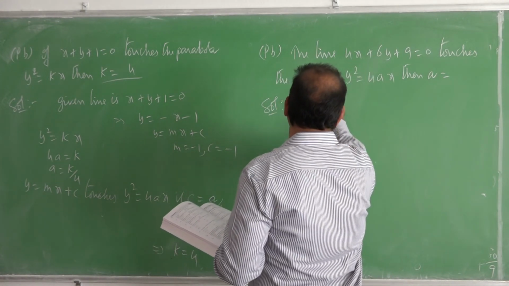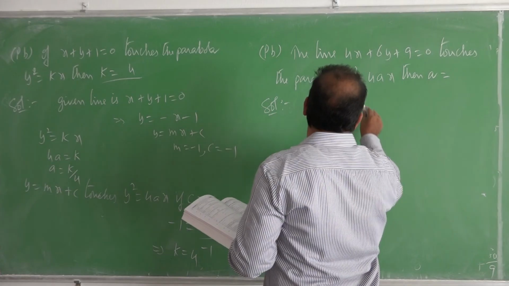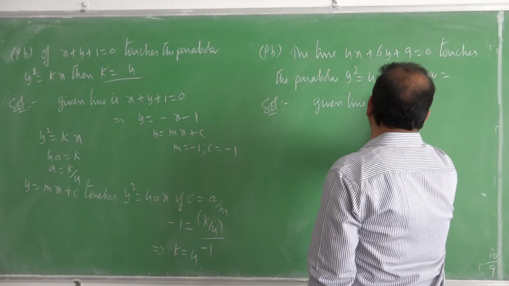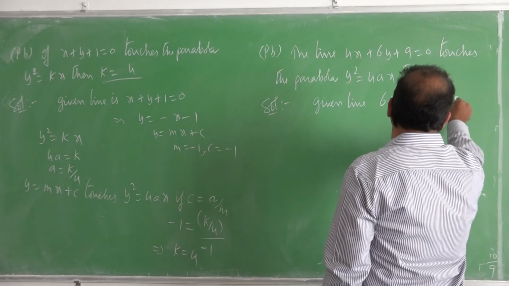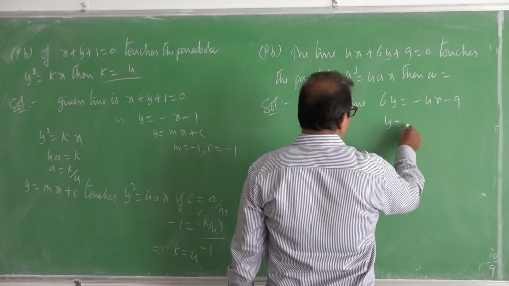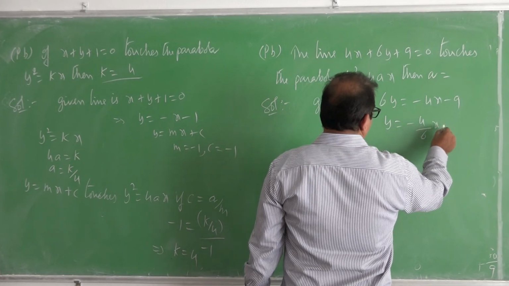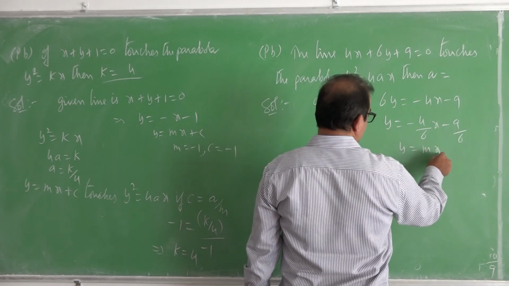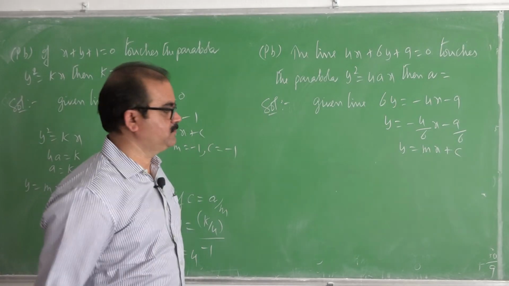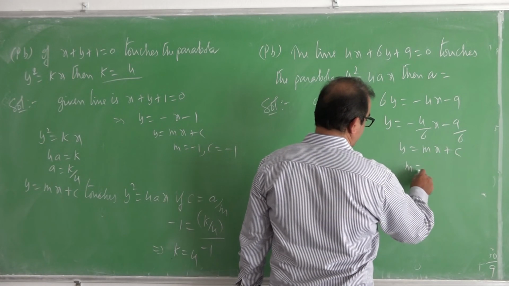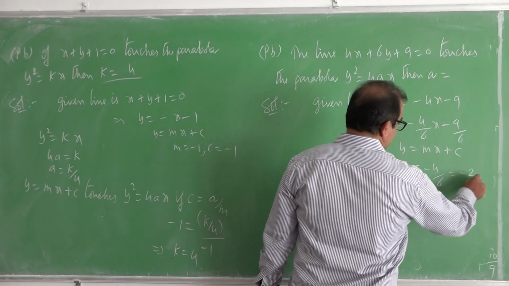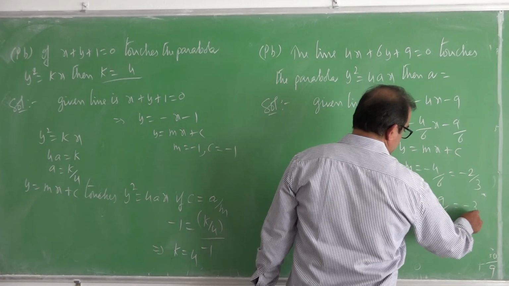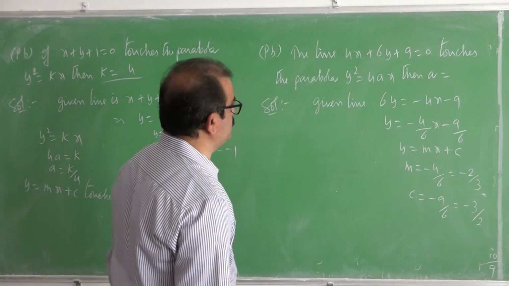What is the given line here? Given line is 4x plus 6y plus 9 is equal to 0. Write it as 6y is equal to minus 4x minus 9. Y is equal to, divide with 6. It is in the form of y is equal to mx plus c. What is m value here? Minus 4 by 6, that is minus 2 by 3. What is c value? Minus 9 by 6, that is minus 3 by 2.